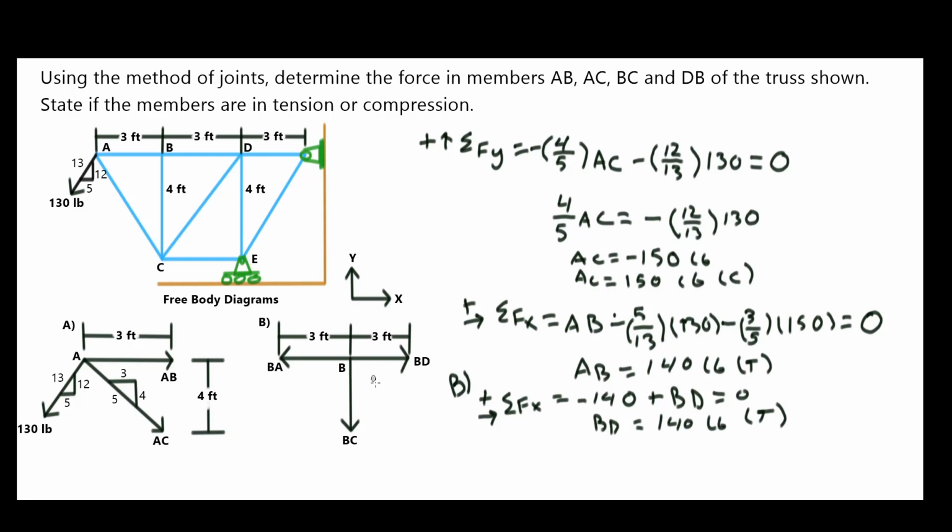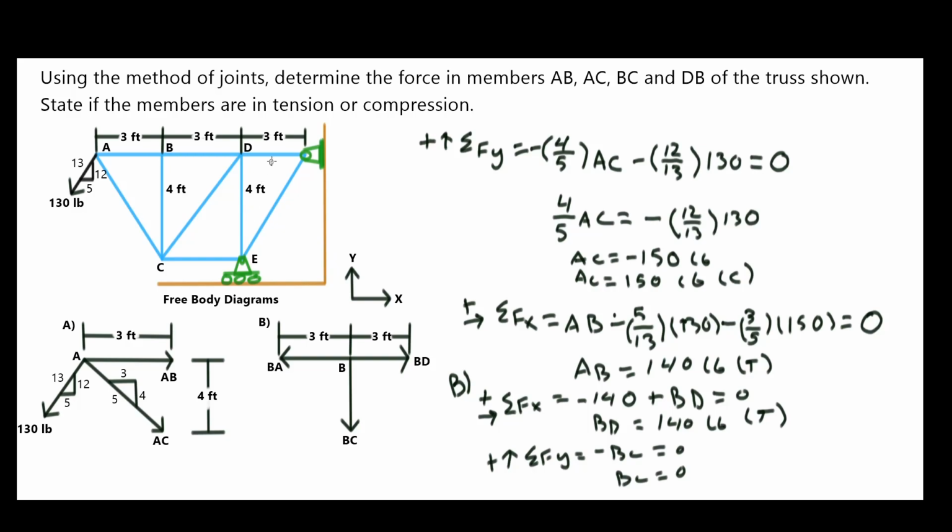Now for the pretty straightforward y direction. Essentially just negative BC is equal to 0, and then BC is just equal to 0. So that's pretty much it.